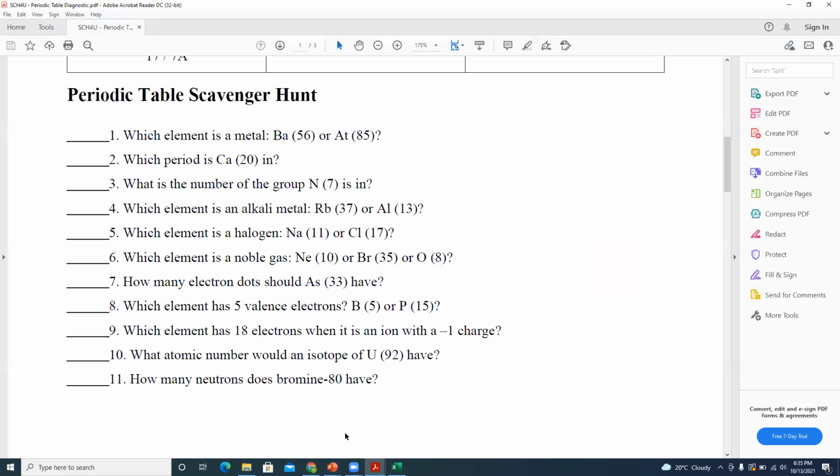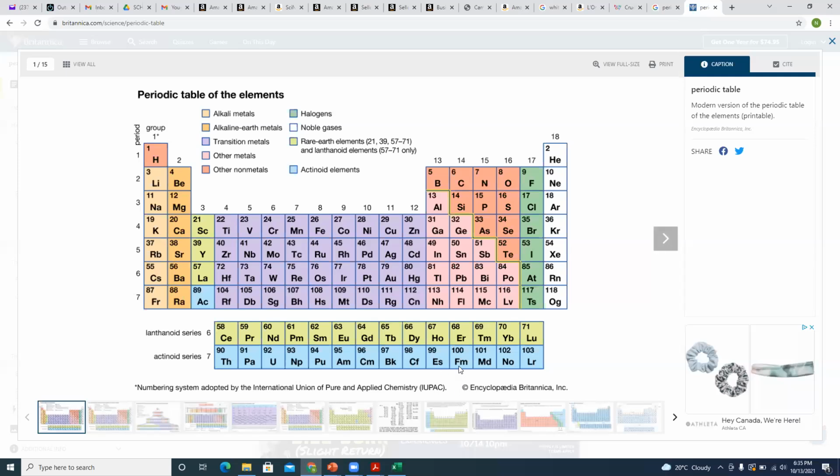Next question. What is the number of the group for nitrogen 7? So which group is nitrogen in? So we have our periodic table, and nitrogen is in group 15. 15 or 5A, telling us it has how many valence electrons? 5. 5. Excellent.